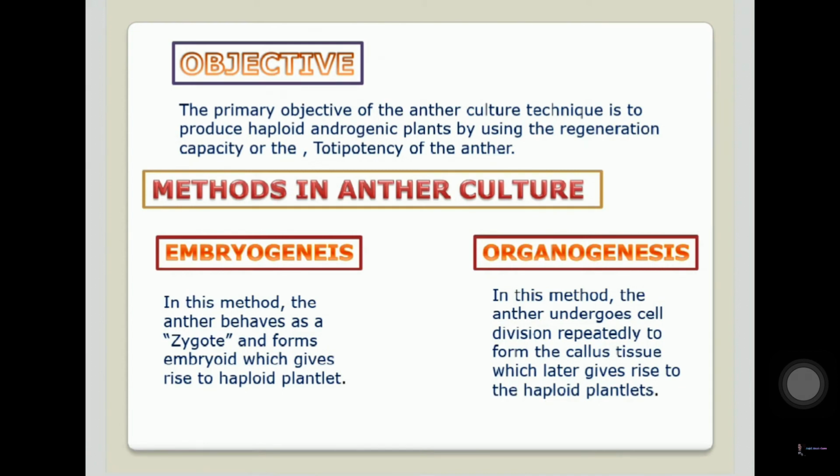So what are these embryoids? These are masses of plant tissue that resemble an embryo and which give rise to a haploid plantlet. Now organogenesis. In this method, the anther undergoes cell division repeatedly to form callus tissue. What is callus tissue? Callus means an unorganized growth or unorganized mass of cells. The callus tissue later gives rise to haploid plantlets.